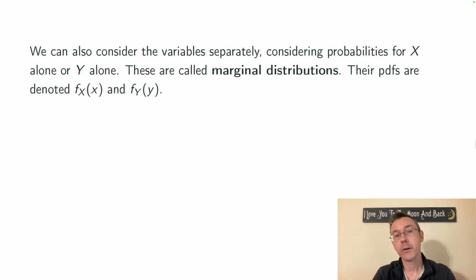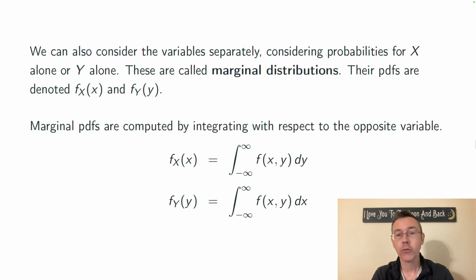We can also consider variables separately, considering probabilities just for X or just for Y, and these are called marginal distributions. As with the discrete random variable case, we call the probability functions f sub X and f sub Y. In each case, we get the marginal PDF by integrating with respect to the opposite variable, essentially integrating it out. So f sub X of x, the marginal probability density function for X, is given by the integral from negative infinity to infinity of f(x, y) dy.